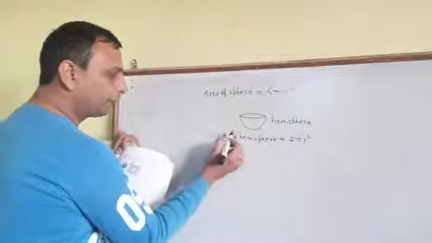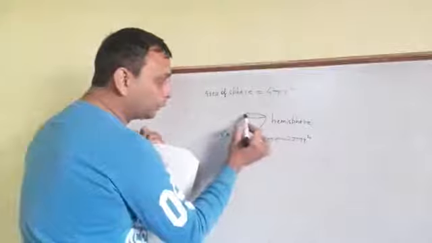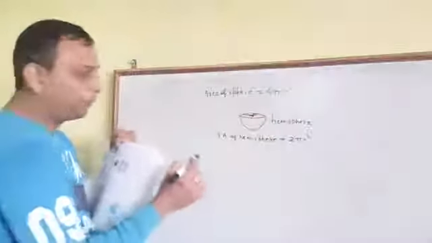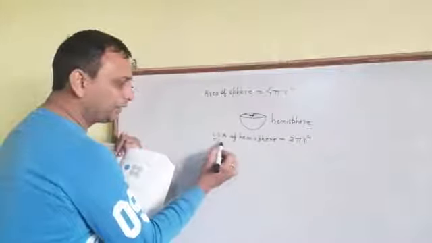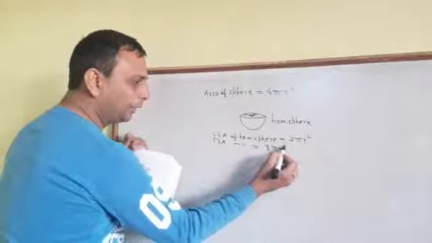Now why did I say curved surface? When I have to find the total, I will be including this top part, and this top part is in the shape of a circle. So the total surface area of the hemisphere will be 3 pi r square.